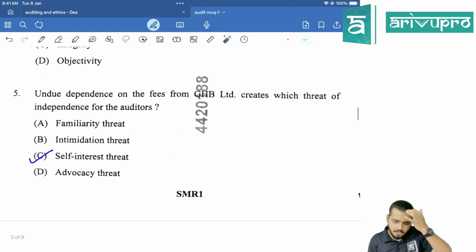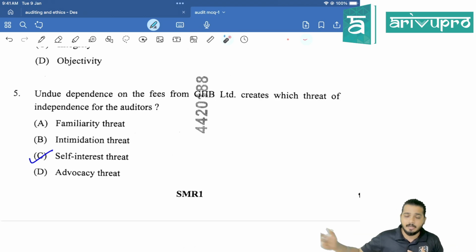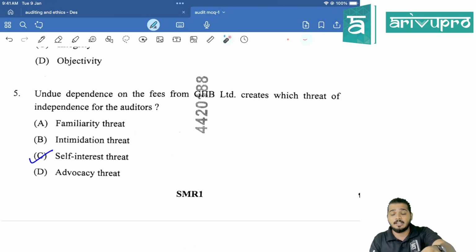Undue dependence on their fees creates which type of threat? Self-interest threat. Clear? Clearly, we have also discussed this in the class. If you are totally dependent, in fact, we had a case where we had discussed if one of the clients is a big client of yours, and he comes and influences you to give wrong audit report, what will you do? Students, if you remember, it is a self-interest threat.